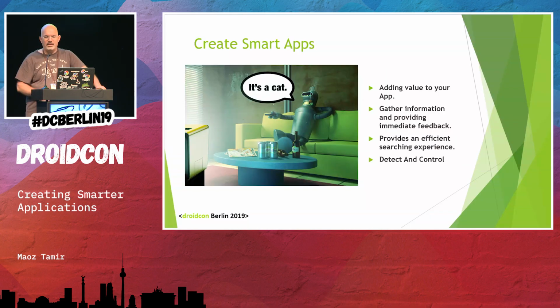So why do we actually want to use machine learning in our applications? Well, first of all, to do what we always do, which is to add value to our applications. If you think about an application that translates, if you can take a picture and translate something instantly, it's much easier for the customer to use it.